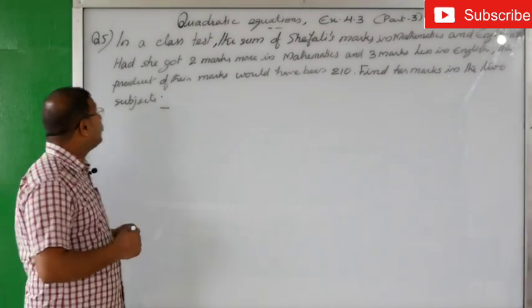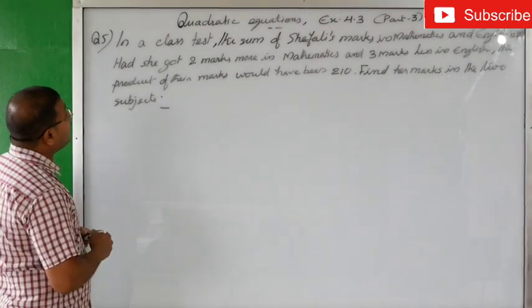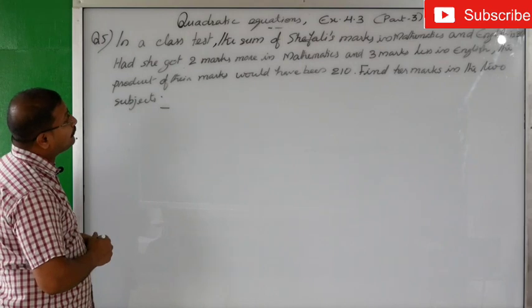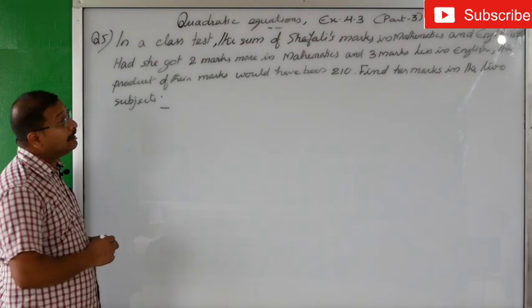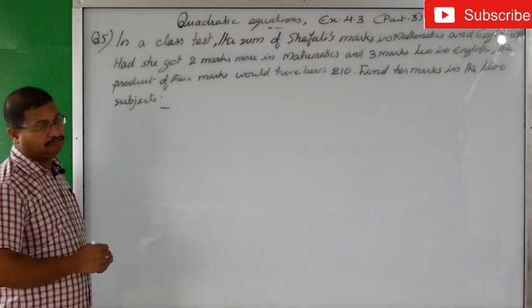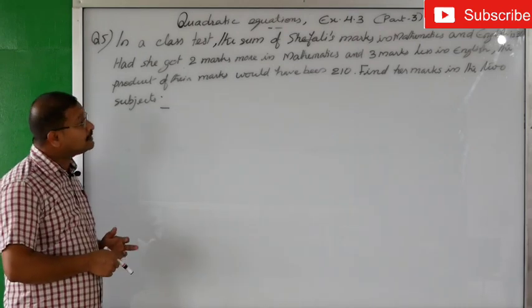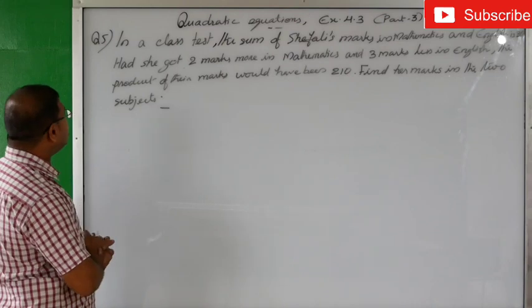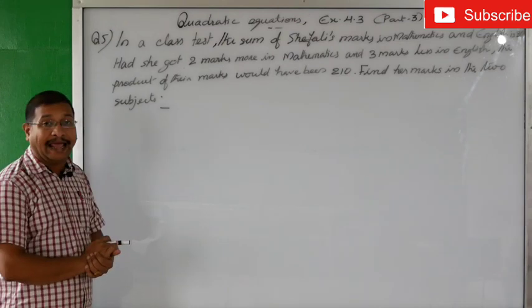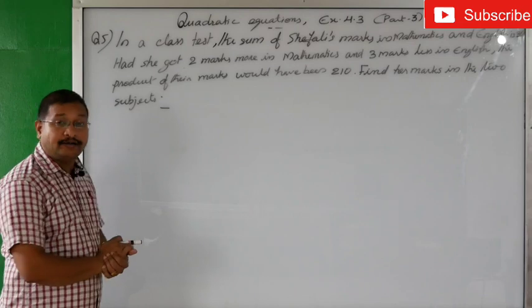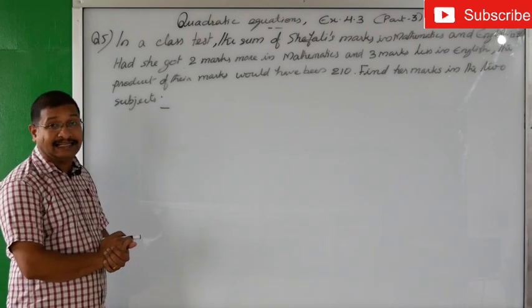Next question, question number 5. I'll read the question once. In a class test, the sum of Shefali's marks in mathematics and English is 30. Ready? Had she got 2 marks more in mathematics and 3 marks less in English, the product of their marks would have been 210. Find her marks in the 2 subjects.